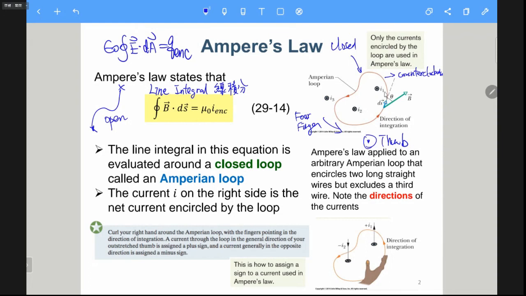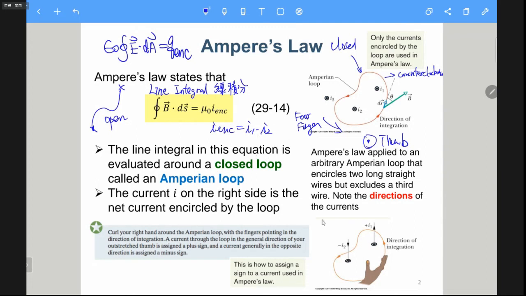Okay, so in this case, I1 is considered to be positive, and it is enclosed by this loop. I2 is negative, and it is enclosed by this loop. So for this loop, if we apply Ampere's law, I enclosed will be I1 minus I2. I3 is positive, but it is not enclosed by this loop, so we don't count this I3 here.